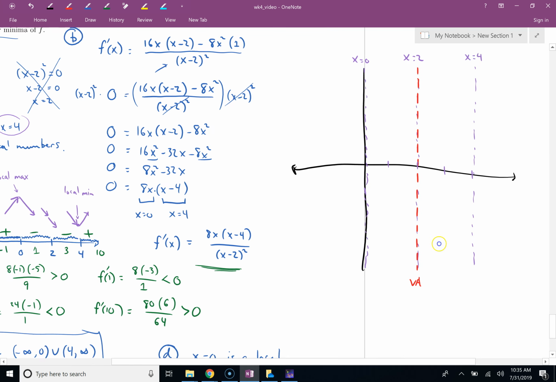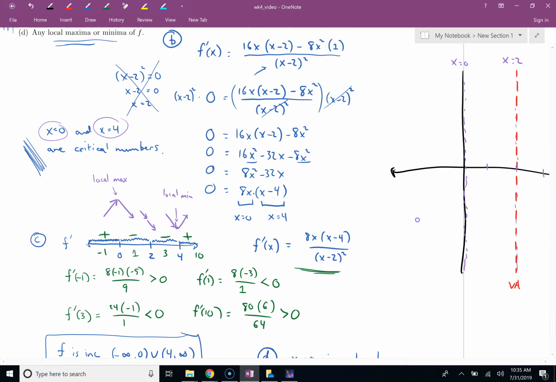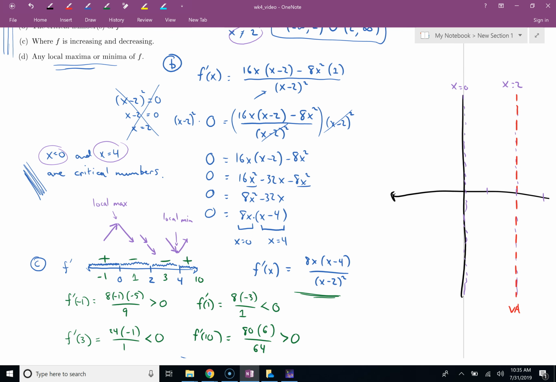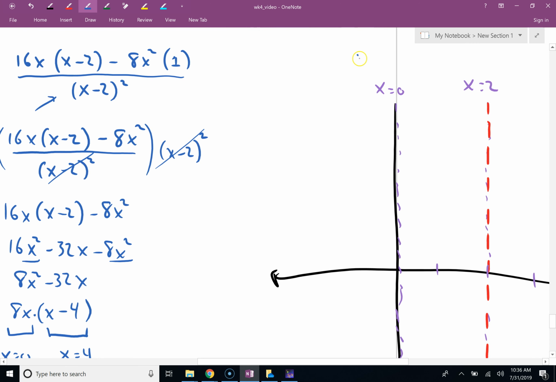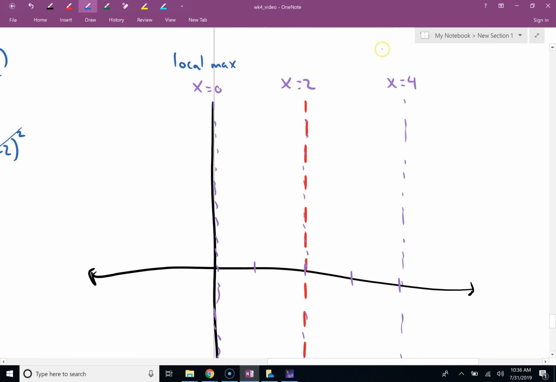Okay, next up, when we were doing part B and whatnot, we found out that 0 and 4 are critical numbers. Later on, we classified those as a local max and a local min. So at x equals 0, just to remind myself, I'm going to have a local max here, if all goes well. And at x equals 4, I'm going to have a local min.